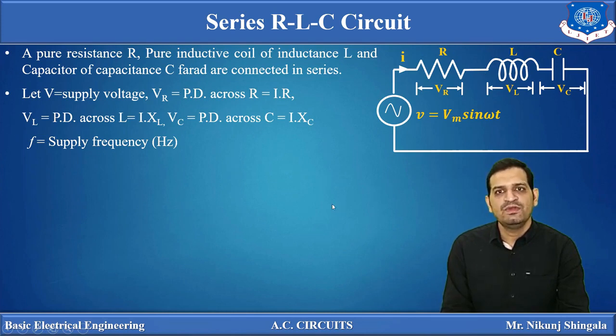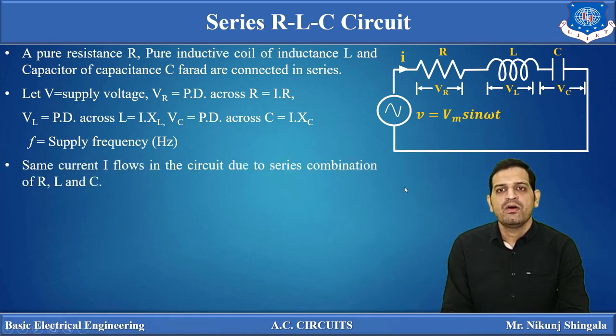Now, as current starts to flow because of the voltage source, there will be a potential difference across every element. So let us define VR as the potential difference across R, given by I into R. VL is the potential difference across L, given by I into XL, and VC is the potential difference across C, given by I into XC. And F is the supply frequency, where omega is equal to 2 pi F.